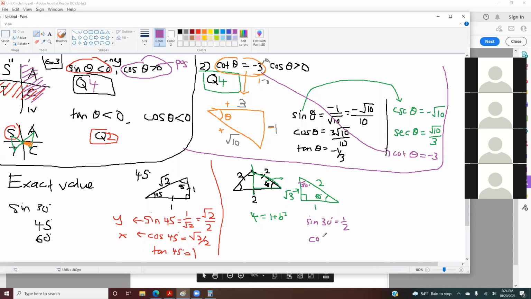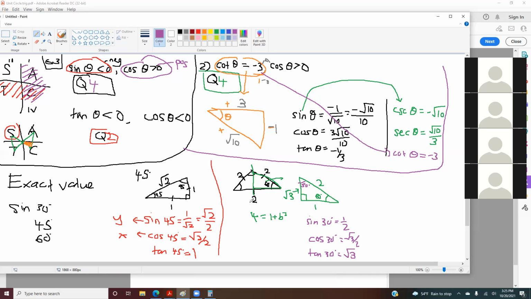What is cosine 30 degrees? Adjacent over hypotenuse, root 3 over 2. And what is tangent 30 degrees? It's opposite over adjacent. So in this case, it's just what? Root 3.